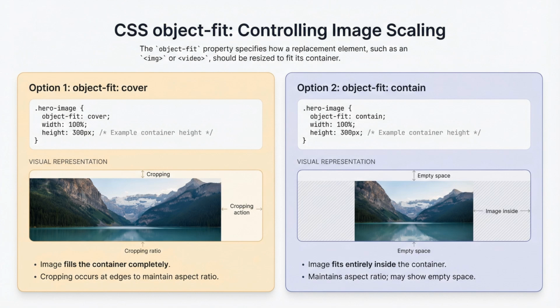Once the image is displaying, you may notice it looks stretched or doesn't fill its container properly. This is where the CSS object fit property comes in. Setting object fit to cover makes the image fill the entire container while maintaining its aspect ratio. It may crop the edges slightly. Setting it to contain keeps the whole image visible, but may leave empty space around it. For hero section photos, cover is usually the better choice.